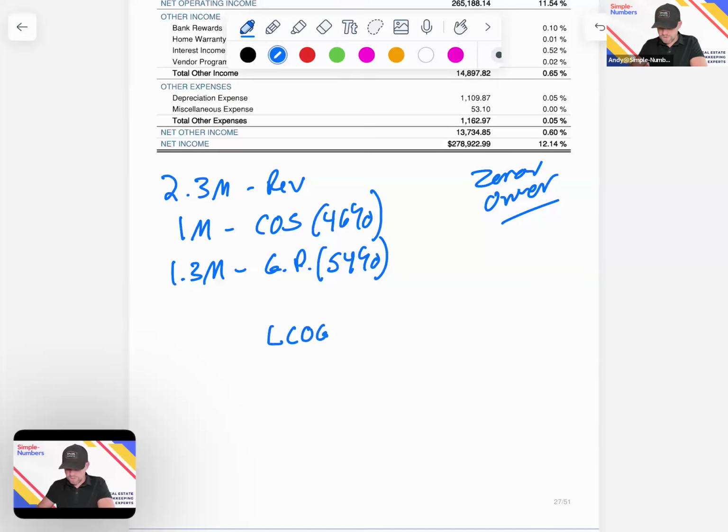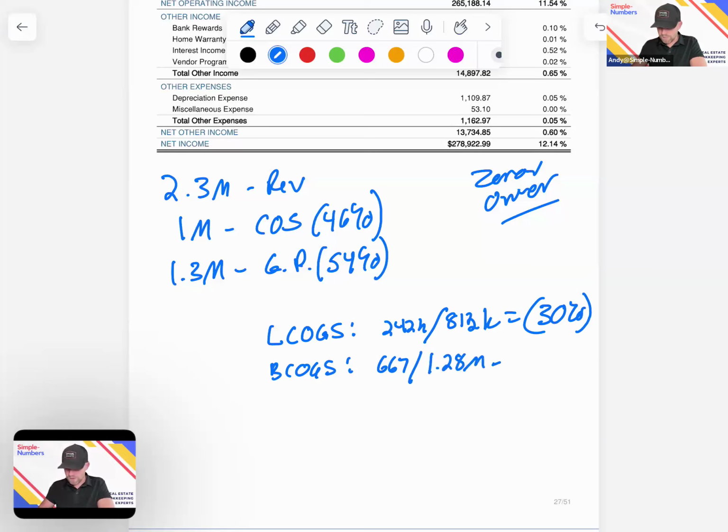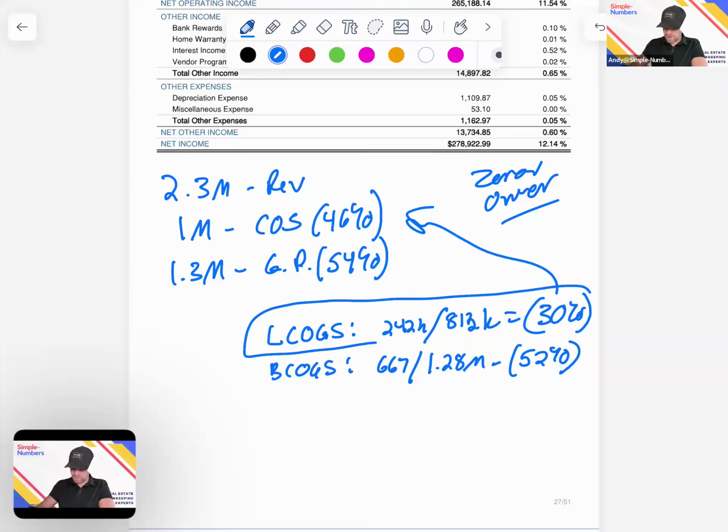Their listing cost of goods sold, when I looked at it, they paid out $242,000 to the agents, but the agents brought in $812,000. So that's 30% on the listing side. Their buyer COGS, they paid out $667,000 in commission, and the team brought in $1.28 million in buyer deals. That's 52%. Blended is 46%. And so this is where profitability lives, right here, as many deals as they can do. They're making some profit on the buyer COGS, even after expenses. But on the listing side, that's where the profit lives.